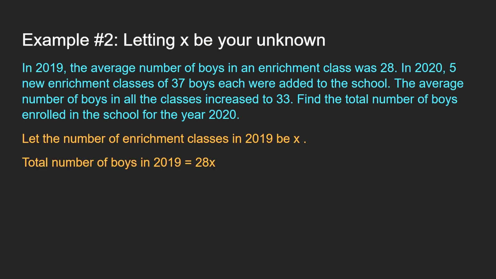With our unknown now, we can find the total number of boys in 2019 in terms of X. Since there is an average of 28 boys in each enrichment class, the total number of boys is the product of 28 and the number of enrichment classes, which is 28x. So the total number of boys in 2020, as mentioned, is 28x plus 37 times 5. Why 37 times 5? Because 5 classes of 37 boys were added in 2020.